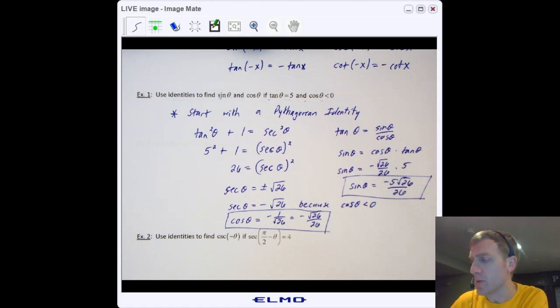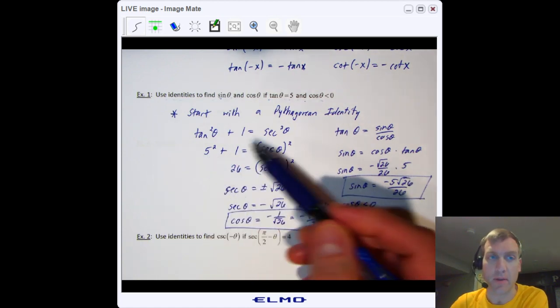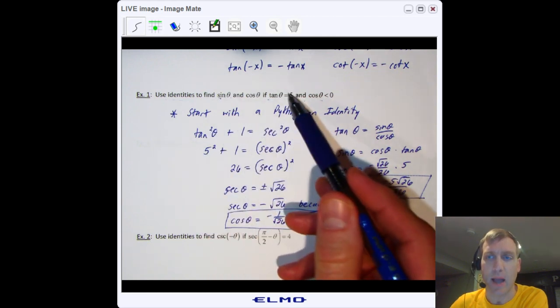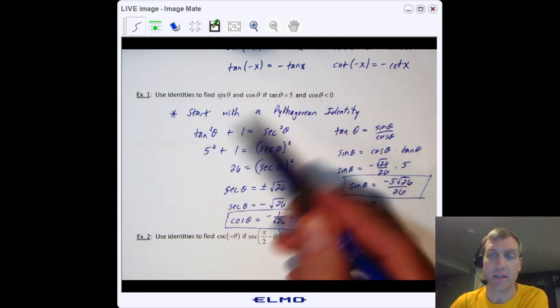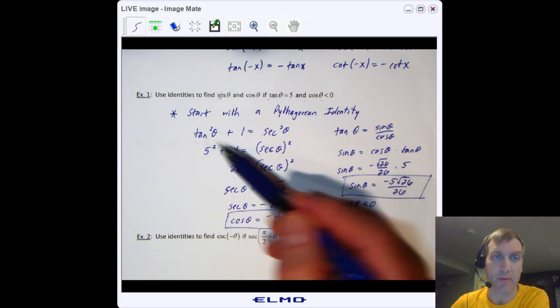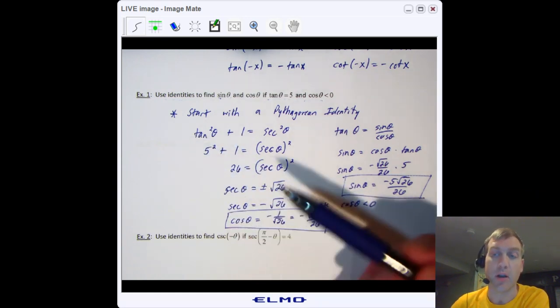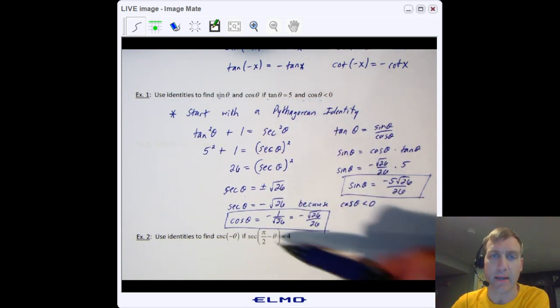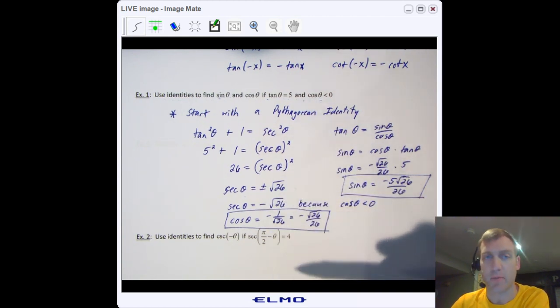Now you can verify doing the other method if you want. You can draw a triangle and label tangent is opposite over adjacent, label opposite 5, adjacent side is 1, and then use Pythagorean theorem to find the hypotenuse, and you'll see the hypotenuse is radical 26, same as we saw here. And then figure out the quadrant you're in and make it negative and so on and so forth. So you can solve the way we did before.